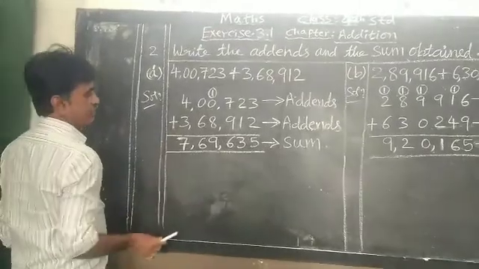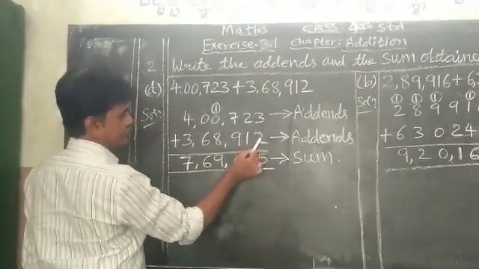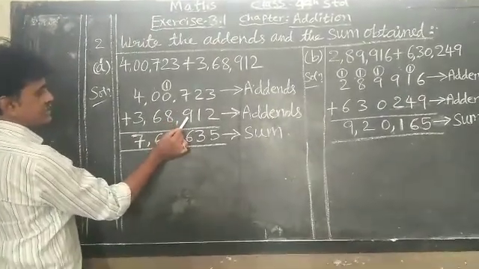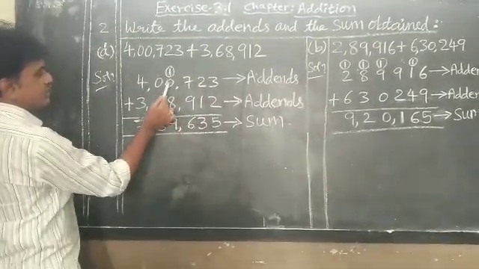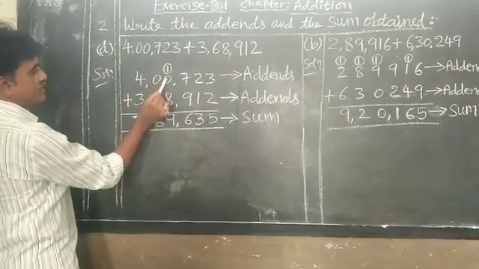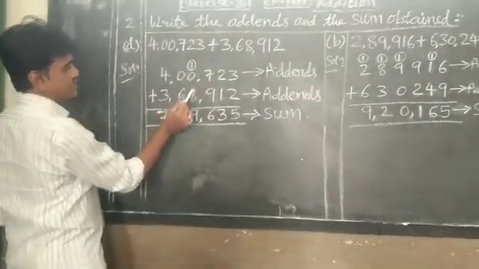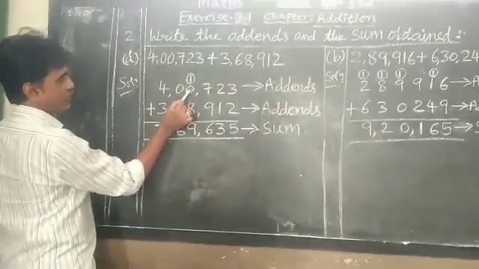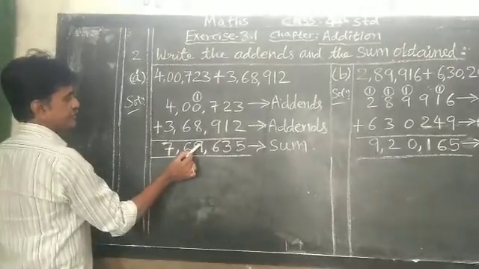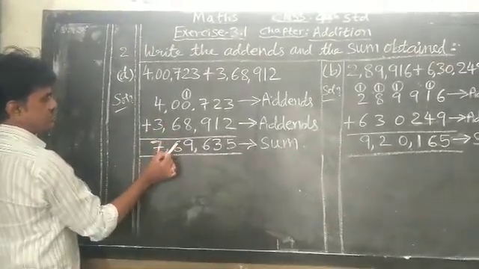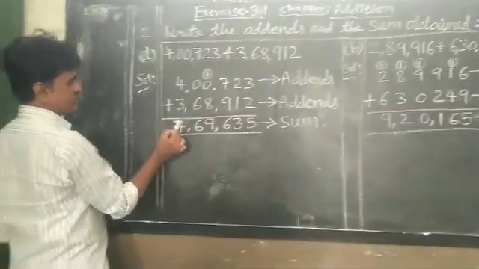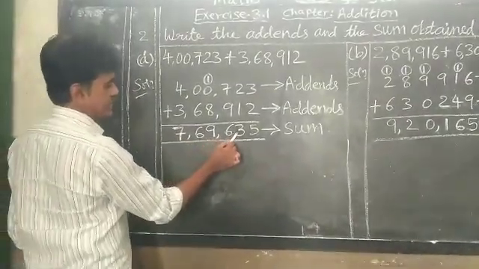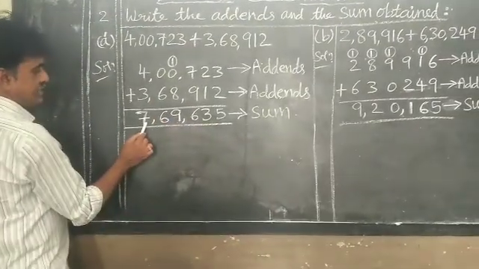Afterwards you have to add. 3 plus 2, 5. 2 plus 1, 3. 7 plus 9, 16. 16 means 6 right here and 1 carry. Next, 1 plus 0, 1. 1 plus 8, 9. Next, 0 plus 6, 6. 4 plus 3, 7. So what is the answer? 7,69,635.